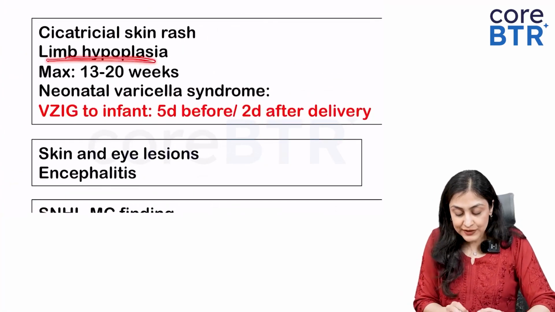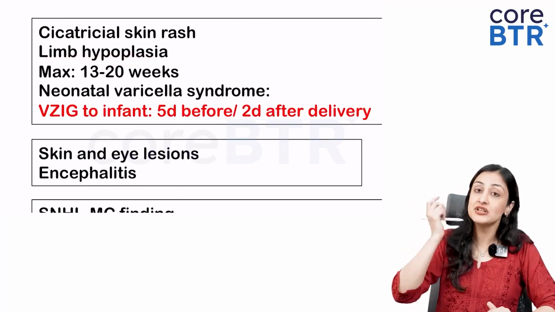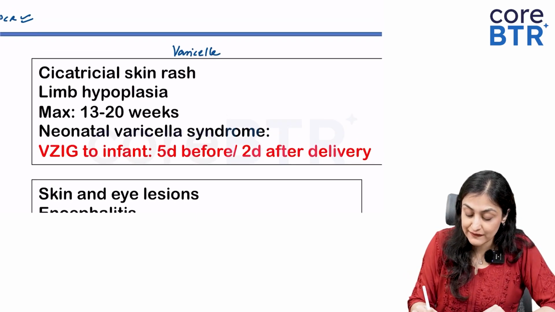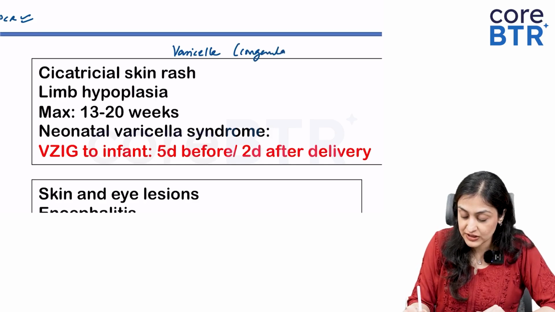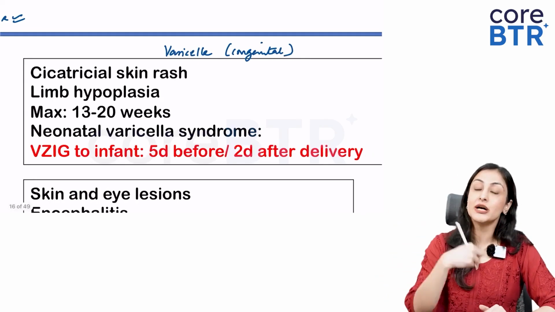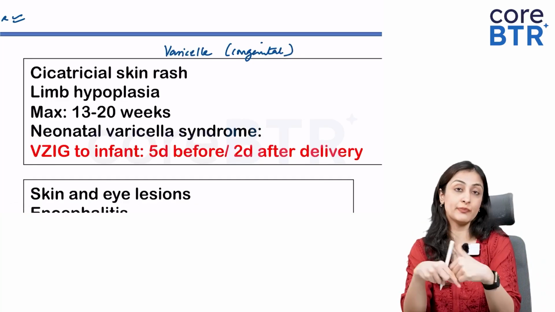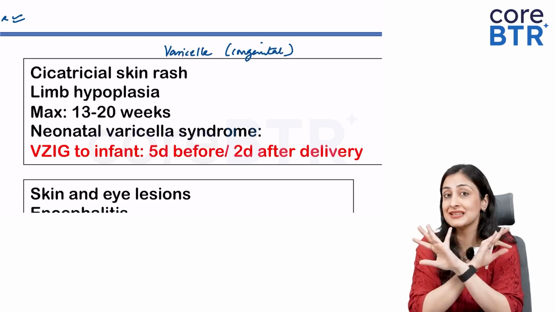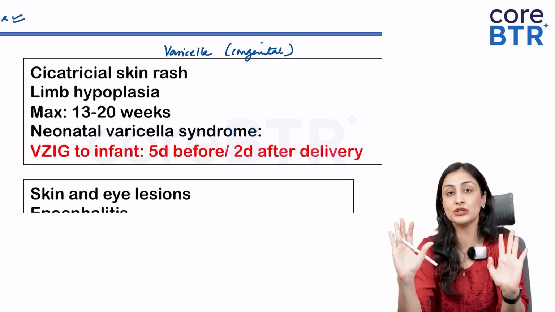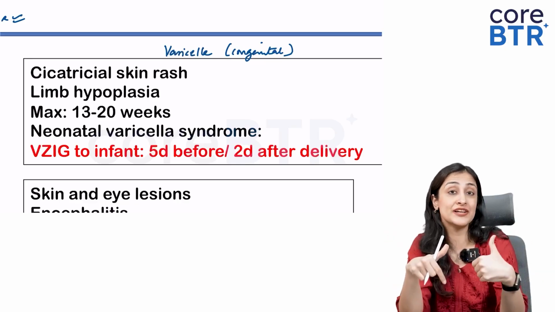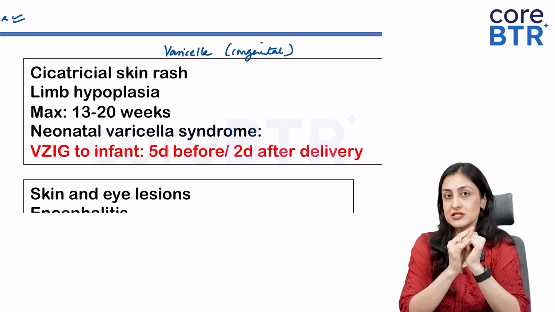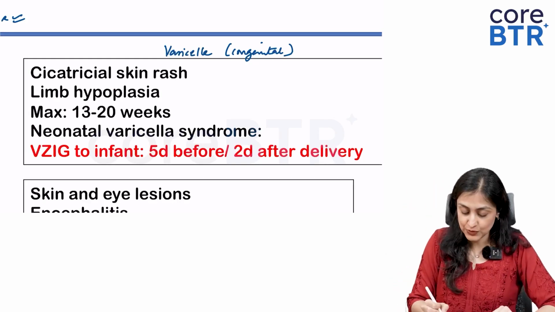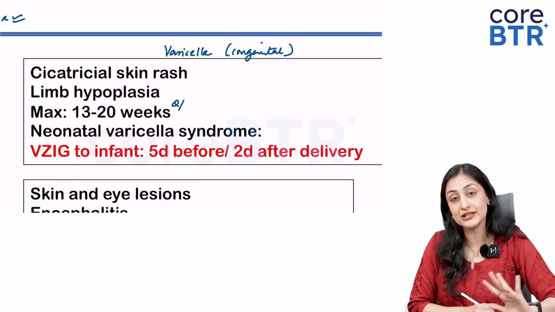Remember contracture, cicatricial skin rash, limb hypoplasia is what is seen in varicella. So this is congenital varicella. So when will we have congenital varicella syndrome? That is when a mother is exposed to chickenpox during pregnancy. Let's say there's a pregnant female, never got the chickenpox vaccine, never got chickenpox in her life, means she is non-immune for chickenpox. Let's say she got exposed to chickenpox during pregnancy. So now she will transmit it to the baby. That's called congenital varicella, and its risk is maximal during 13 to 20 weeks.